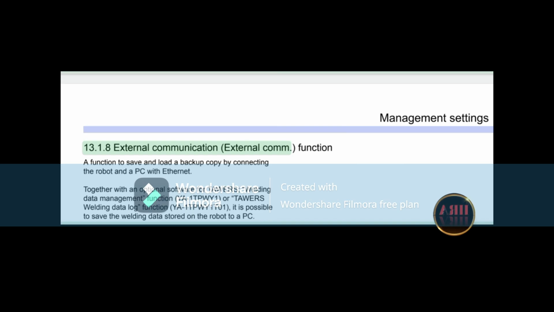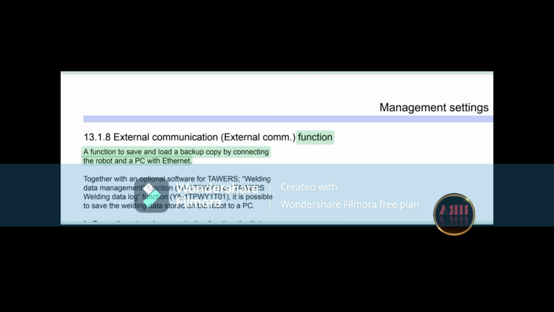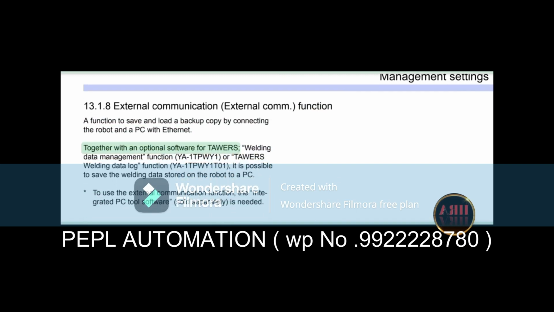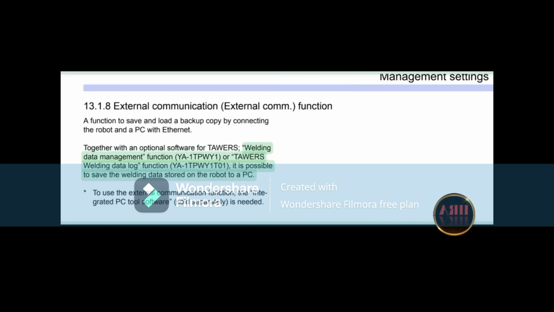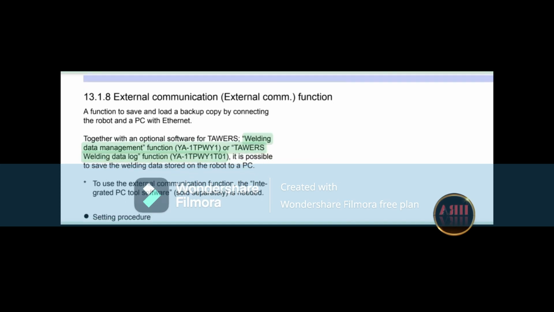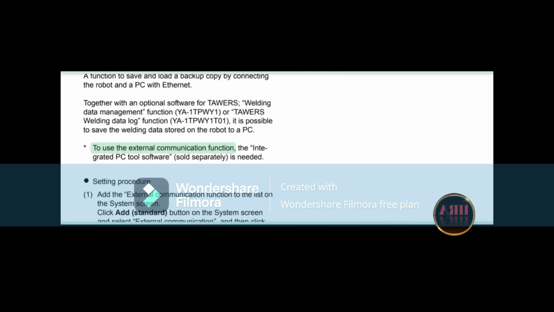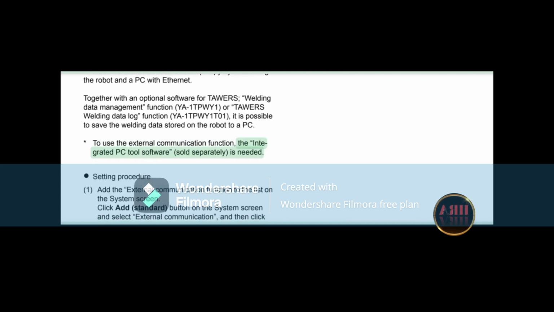13.1.8 External communication, external comm. Function: a function to save and load a backup copy by connecting the robot and a PC with Ethernet. Together with an optional software for TAWERS welding data management function, or TAWERS welding data log function, it is possible to save the welding data stored on the robot to a PC. To use the external communication function, the integrated PC tool software, sold separately, is needed.